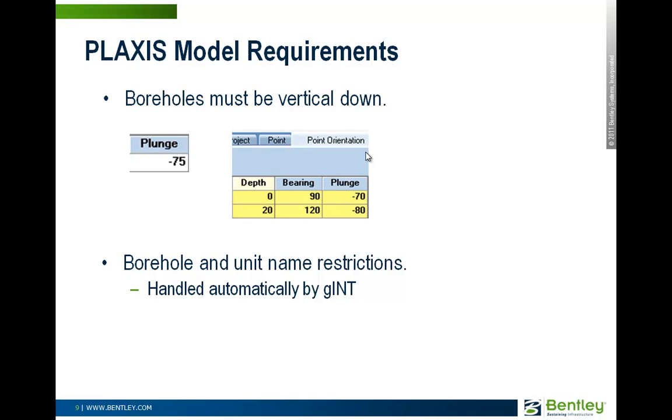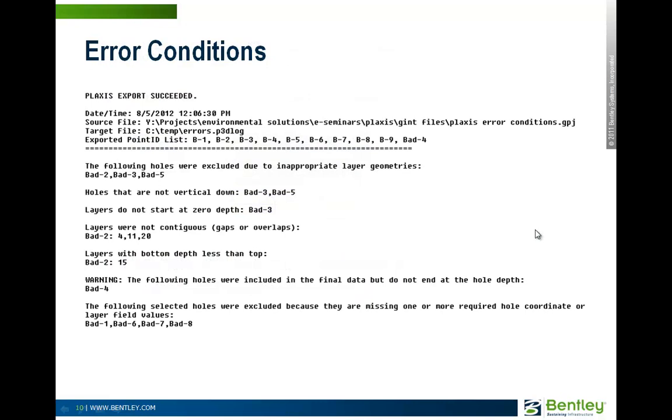menu. And finally, the borehole and unit names have restrictions. Don't worry about them. Name them whatever you feel like naming them, and gINT will handle those restrictions and rename them appropriately. And then you will get an export log when you're completed, and if there are any problems, you will get these. And here we have a number of them. Holes that are not vertical down, hole layers that are not contiguous, you have gaps or overlaps, bottom depth less than top, etc. Pretty obvious kind of errors.